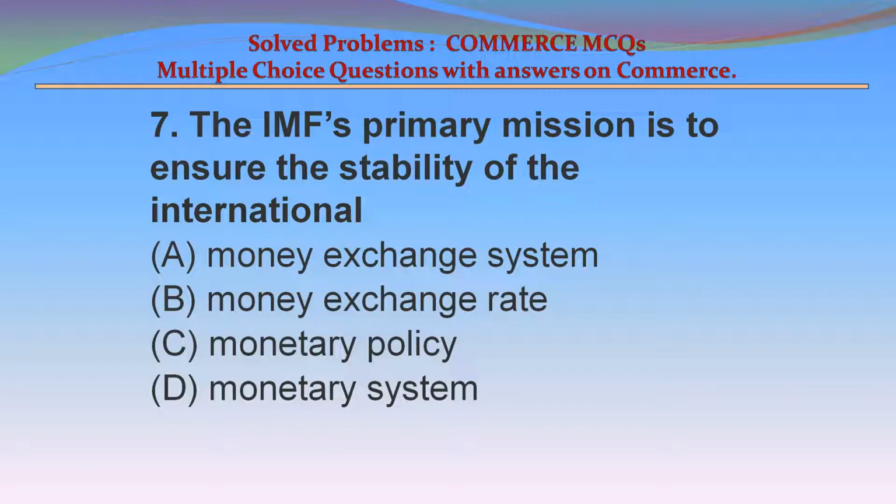1944. 7. The IMF's primary mission is to ensure the stability of the international, Option A, money exchange system. Option B, money exchange rate. Option C, monetary policy. Option D, monetary system. Answer D, monetary system.